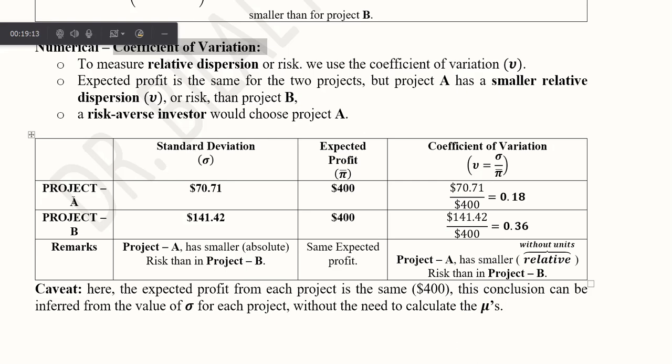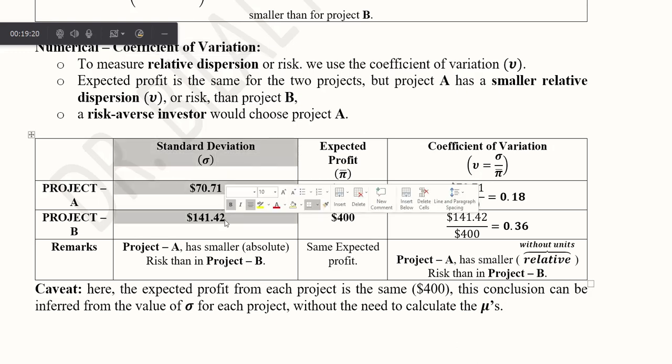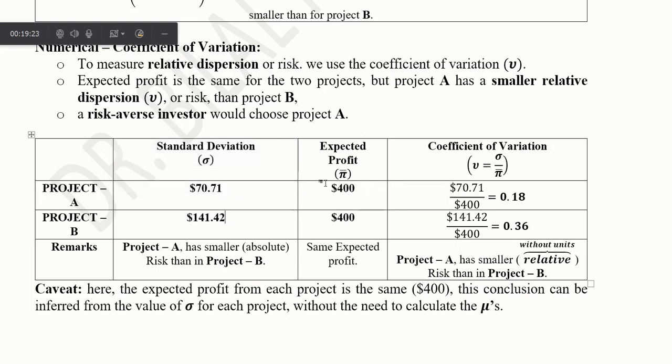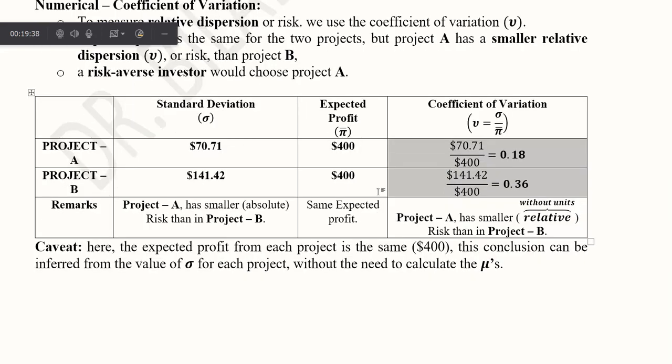We don't have to calculate anything new here. For project A, we have already calculated the standard deviations in the last process, and expected profits are also calculated, which were the same. And coefficient of variation can be calculated by the ratio of the two. Here, the formula is mentioned. Here the calculations are done. You can pause the video and see the simple calculations of the ratios.